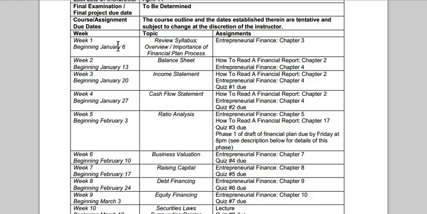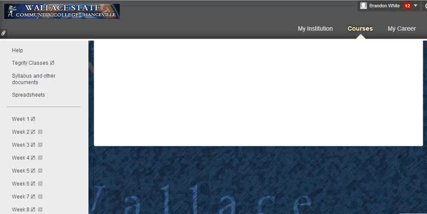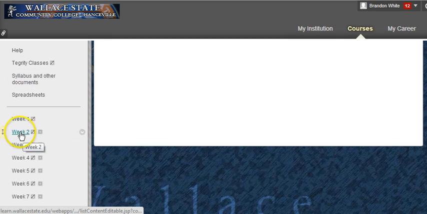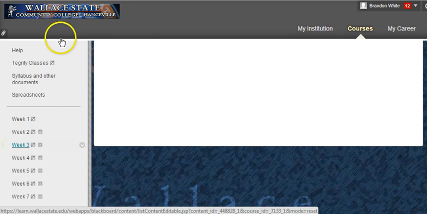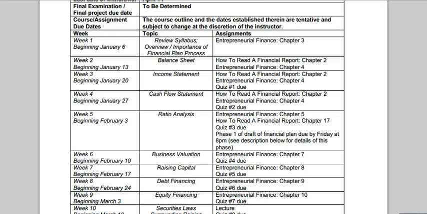The material for the week will be available at 12 a.m. on Monday morning. I have it set to automatically pop up each Monday morning. Week two here, week three. So in order to see what material, what assignments you need to be covering that week, there are some assignments from the textbooks that you purchased.